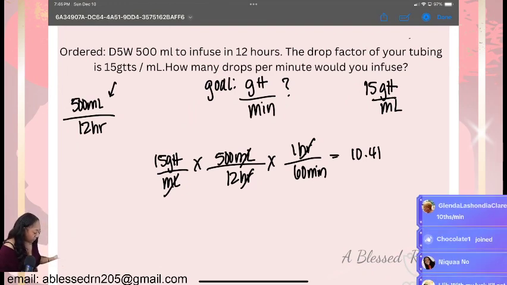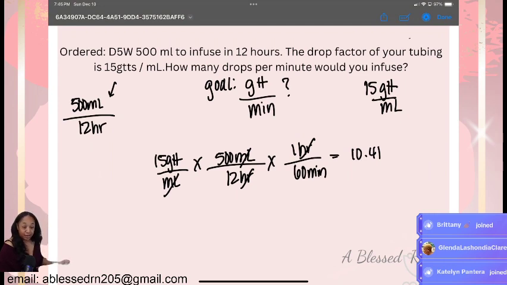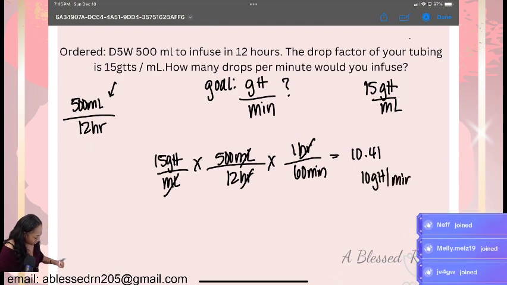So 10.41 is what we got. We know you can't give 0.41 of a drop. So we have to round to the 10. If it's 0.4 or below, you stay right there. If it's 0.5 and above, you're going to round up to the next whole number. So this is going to be 10 drops per minute. So kudos if you got that.